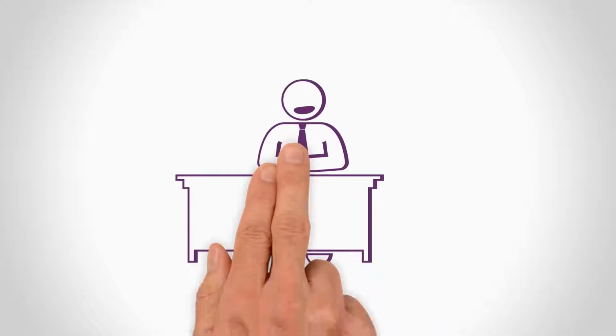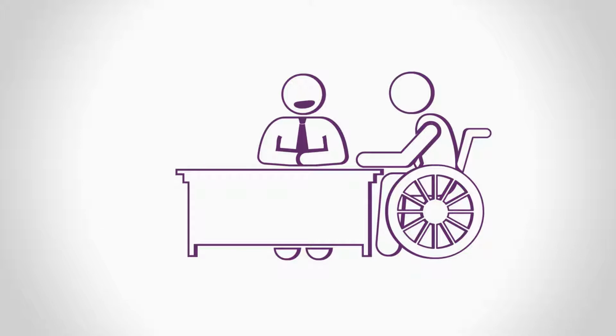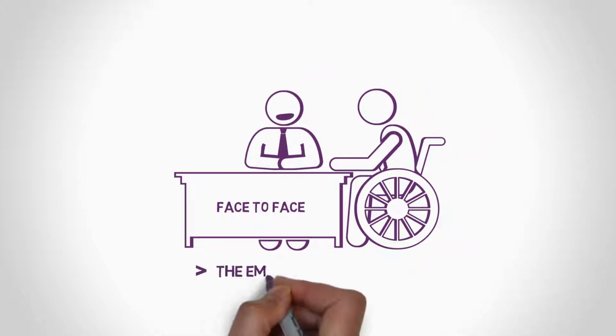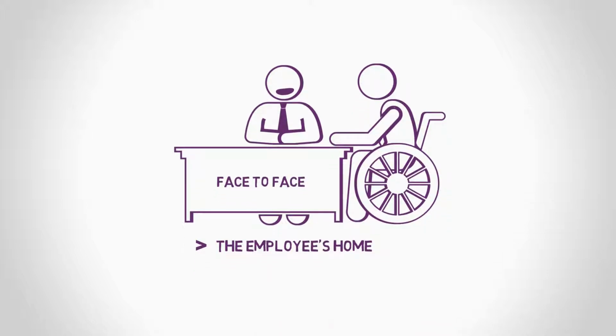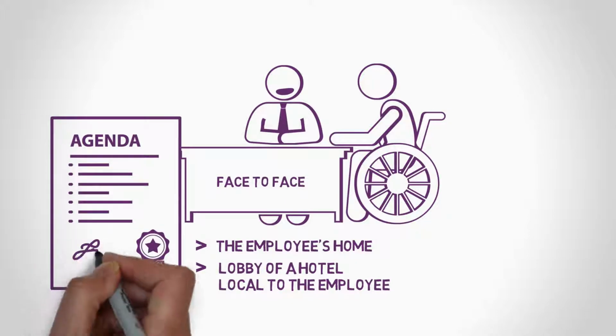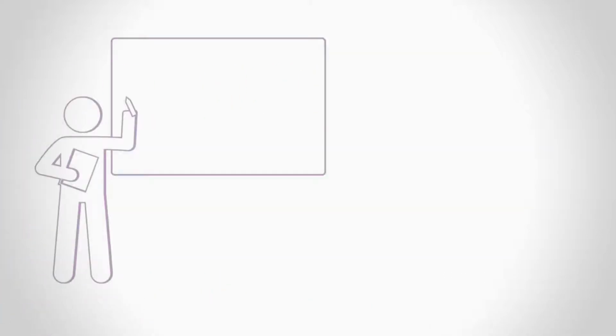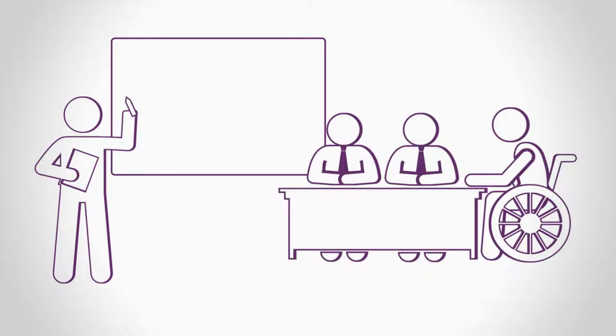Compared to catch-ups, these meetings are likely to feel more formal. Typically, they will take place face-to-face, so this could involve visiting the employee's home or meeting in a neutral environment such as the lobby of a hotel local to the employee. Because of this, you would arrange this meeting in writing and set the agenda in advance. What you will want to discuss at each meeting will largely depend on the milestone you have reached.